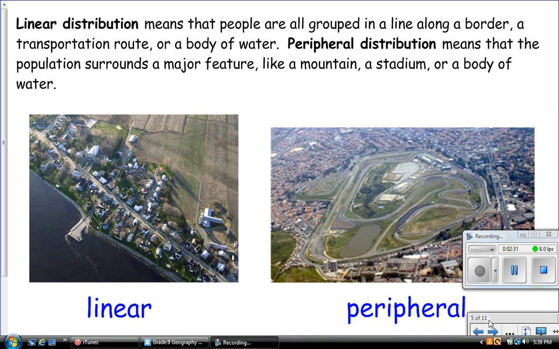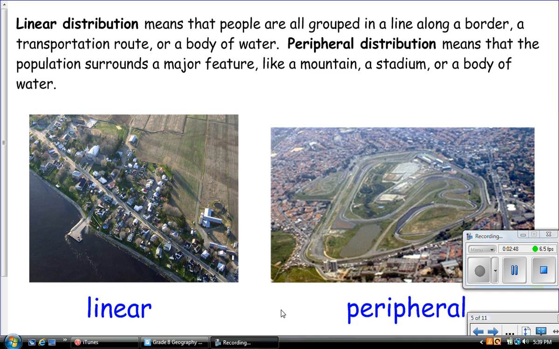Linear distribution means that people are all grouped in a line along a border, a transportation route, or a body of water. Peripheral distribution means that the population surrounds a major feature like a mountain, a stadium, or a body of water.